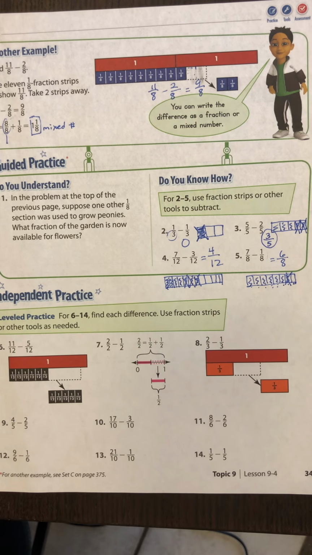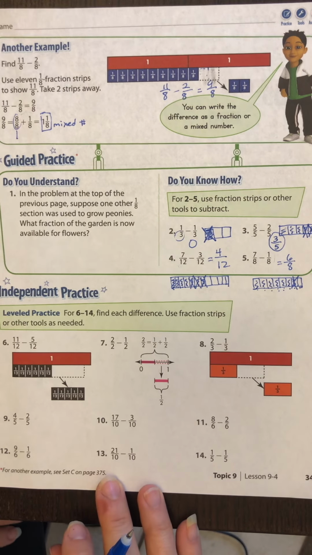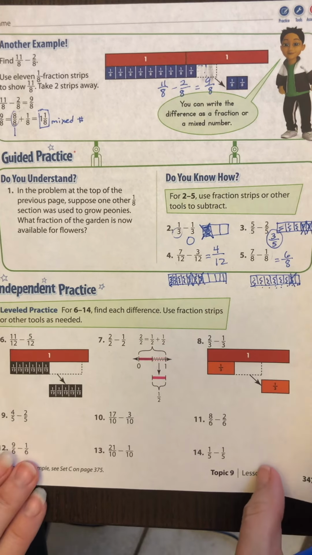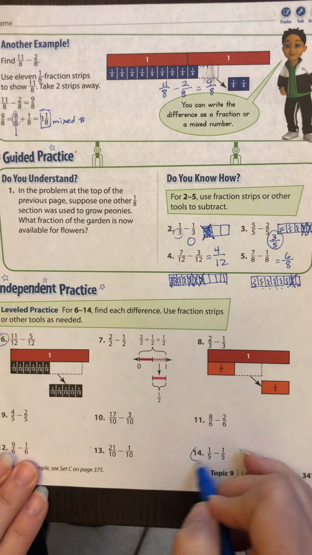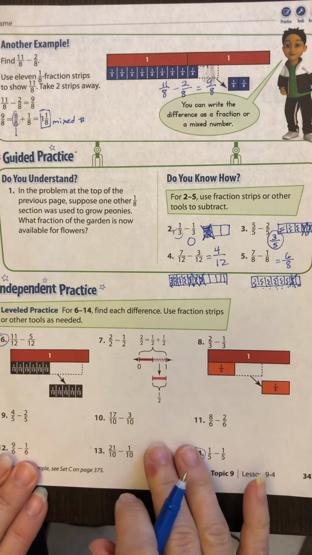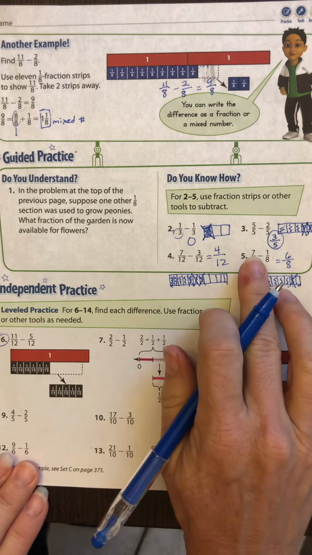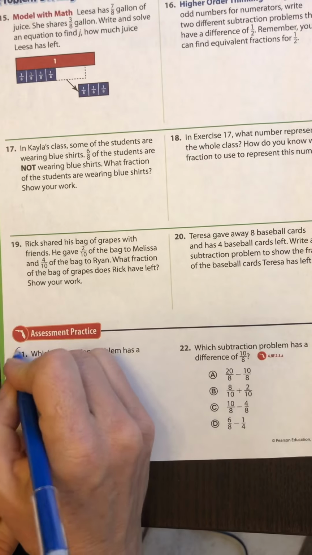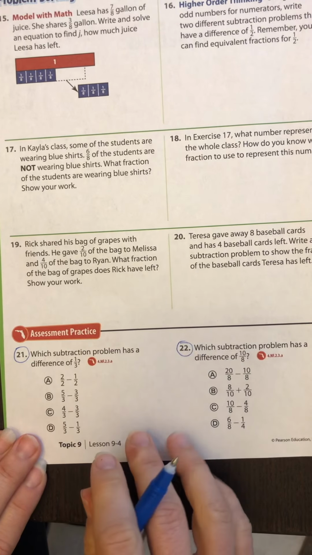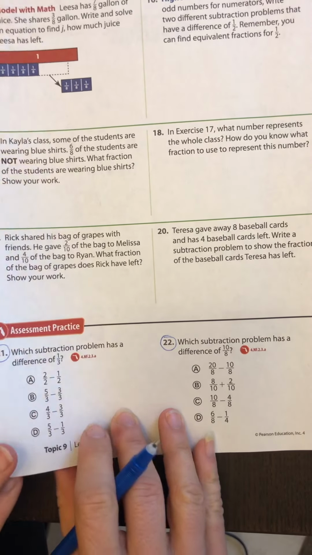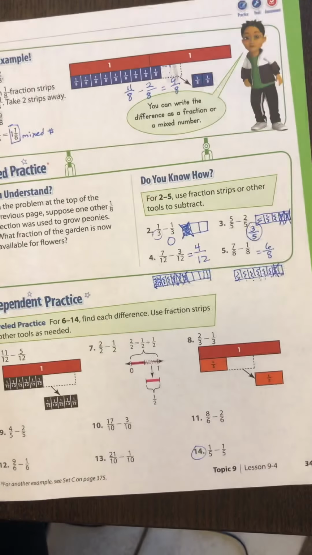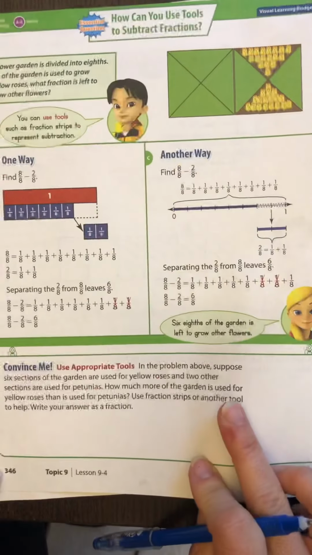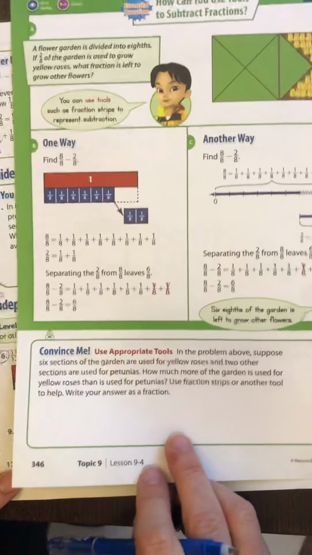All right, you are going to do independent practice numbers 6 through 14. Same thing, you draw a picture, or you can simply, if you've gotten the hang of subtracting the numerators, keeping the denominator the same, and understand why that is. And then 21 and 22 in the back. These will be done after you do your visual learning video, along with page 346 in your text.